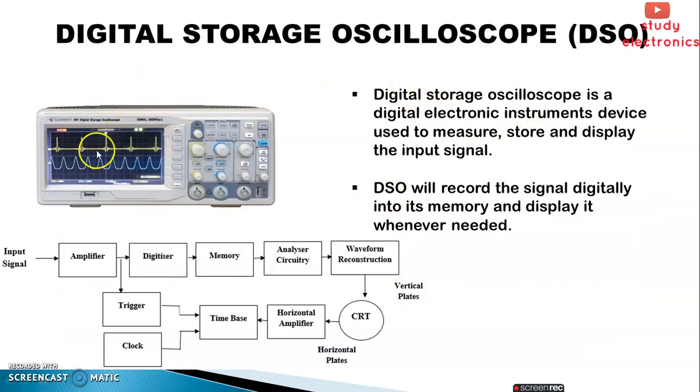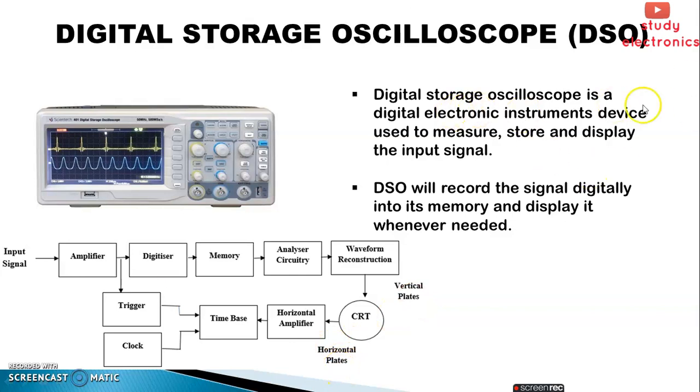So this is the image of a digital storage oscilloscope, and this is the major block diagram, that is the input signal going to amplifier and a digitizer and a memory and an analyzer circuitry and a waveform reconstruction to cathode ray tube. And here the trigger and a clock which is applied to the time base and a horizontal amplifier. This is the vertical plate and this is the horizontal plate.